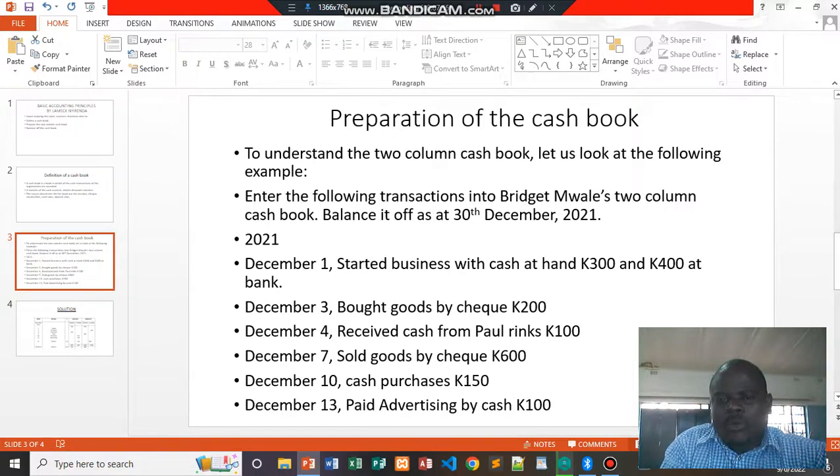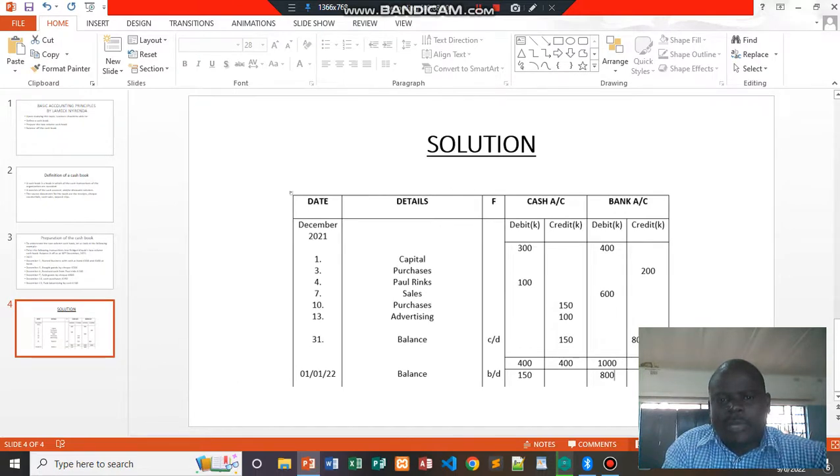But the Porings will only be indicated in the details column. Porings is indicated in the details column to show that the cash account was being affected by this account of Porings. So this is how the narration in the details column is supposed to be shown.